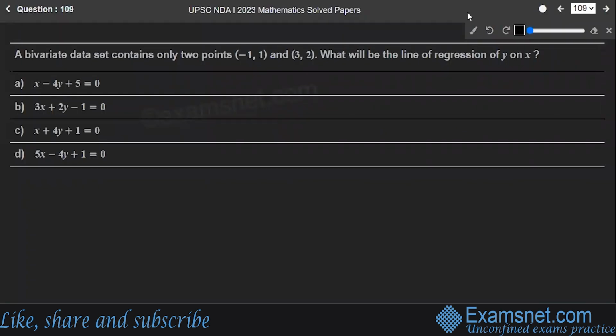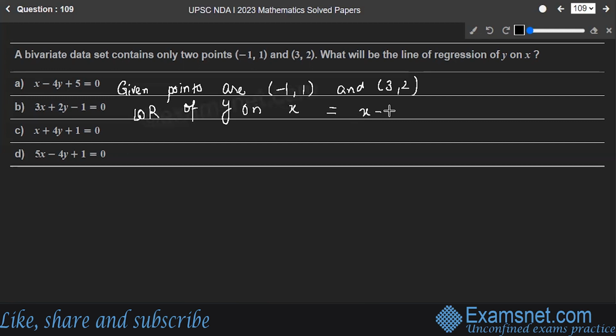Question number 109. It says the bivariate data set contains only 2 points, this and this. What will be the line of regression of y on x? Okay, so the given points are minus 1 comma 1 and 3 comma 2. The line of regression of y on x is given by x minus x bar is equal to r into variance of x upon y minus y bar.